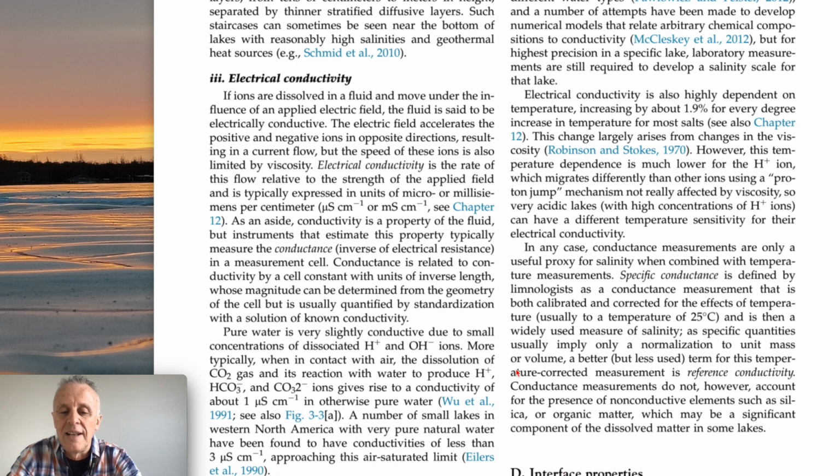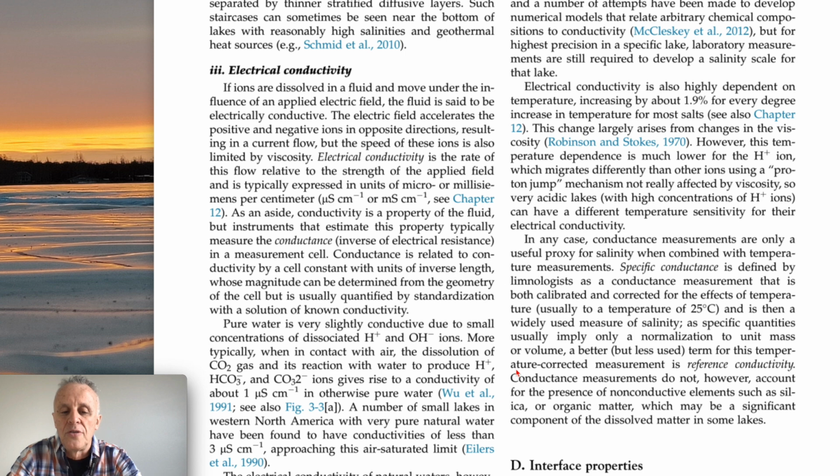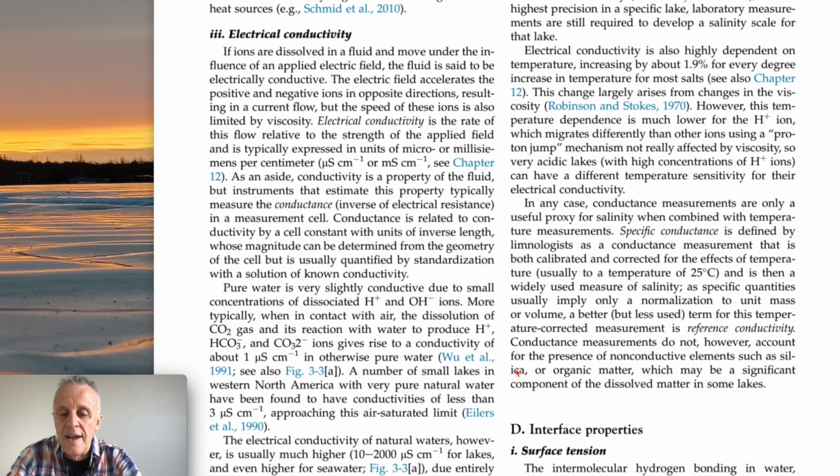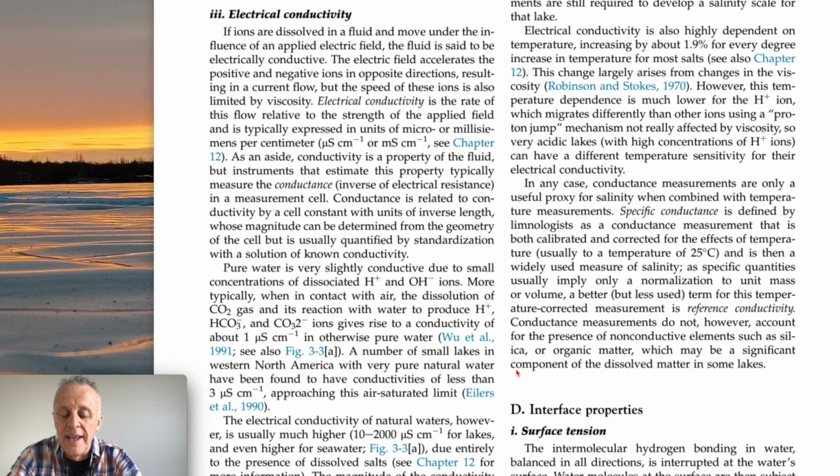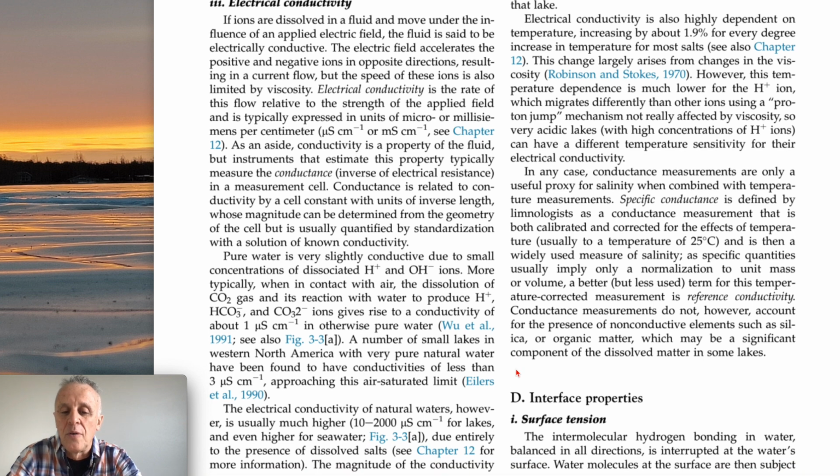Pure water is very slightly conductive due to a small concentration of dissolved proton and hydroxide ions. More typically, when in contact with air, the dissolution of carbon dioxide gas and its reaction with water to produce protons, bicarbonate, and carbonate ions give rise to a conductivity of about 1 microsiemens per centimeter in otherwise pure water. A number of small lakes in western North America with very pure natural waters have been found to have conductivities of less than 3 microsiemens per centimeter, approaching this air-saturated limit.